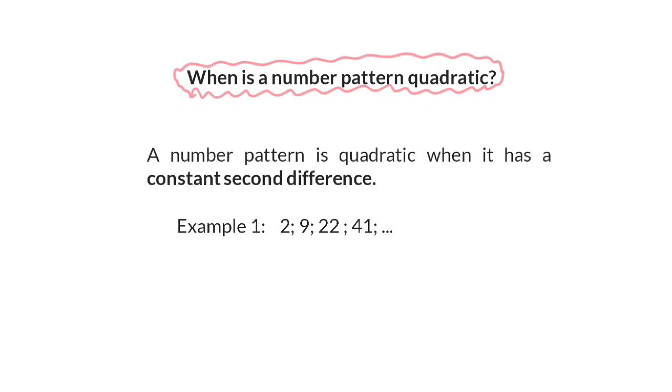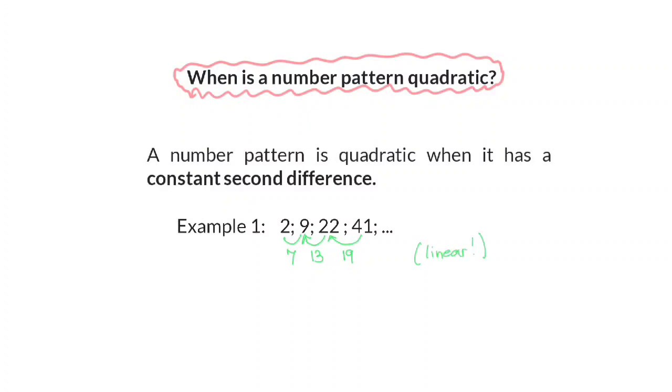In a quadratic number pattern, they will always give you at least 4 terms. So if we work out the difference between 41 and 22, we always take the right-hand term minus the left-hand term, and then we'll see it's 19. 21 minus 9 is 13, and 9 minus 2 is 7. Now this green number pattern that you see here is always linear. So this one is always linear.